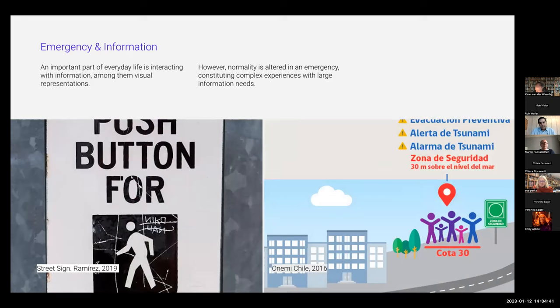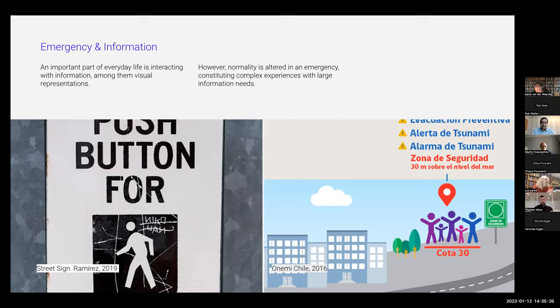Going into the presentation, this relationship between emergency and information: you know that an important part of everyday life is interacting with information. And among them, the visual representations. We can see these manifestations everywhere in digital, but also in the landscape. They are part of our everyday life. However, this normal interaction is altered during an emergency. And the experience of emergency constitutes a complex experience and also with large information needs.